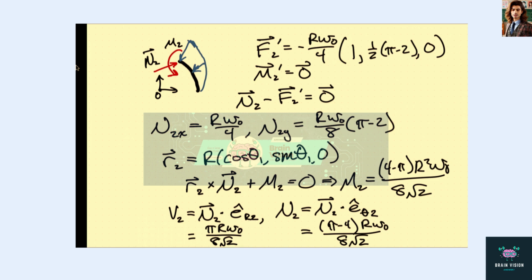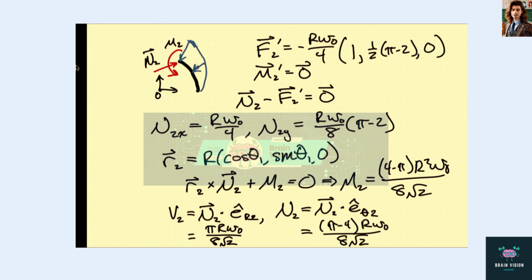Now we can take the position vector to this point here, so we can take moments, and that position vector is just r cosine theta 1, sine theta 1, where theta 1 is 45 degrees. So we take r2 cross N2 plus M2 equals 0, and we get M2 is 4 minus pi times r squared omega naught all over 8 times the square root of 2.